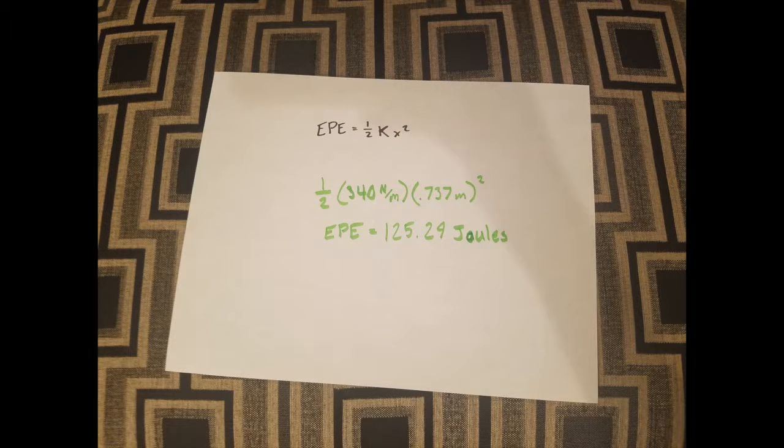So here's an equation for his bow setup. We want to move the arrow back 0.737 meters, which is around 29 inches, and the spring constant for his bow is 340 newtons per meter. So if you take half of 340 newtons per meter times 0.737 meters squared, you get an elastic potential energy of 125.29 joules.